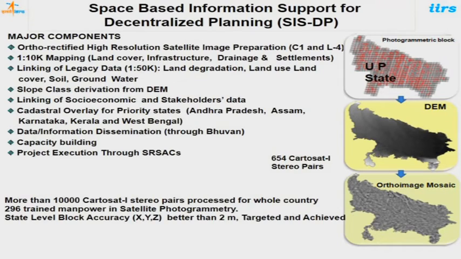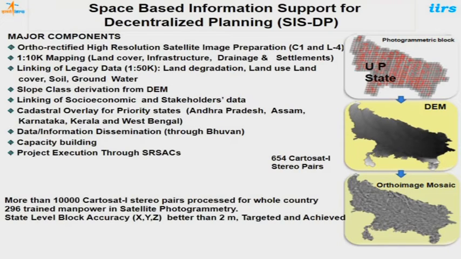This has been done with many of the state remote sensing centers participating, distributedly, with the support of the regional centers of ISRO and other space institutions. Parallelly, we could do the whole country, and a manpower of around 300 people on satellite photogrammetry could be trained, and a state-level block adjusted product at 2-meter resolution of X, Y and Z could be generated.